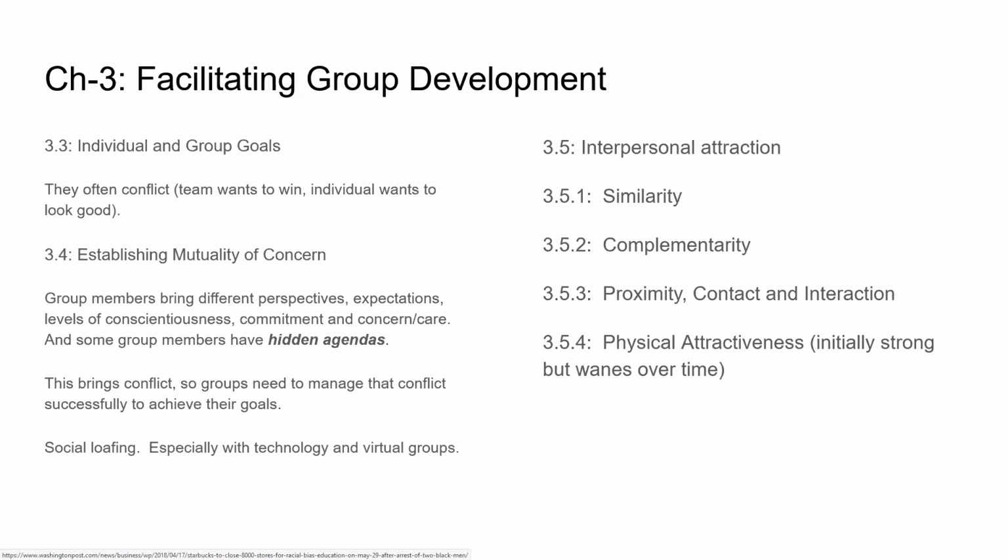So let's talk about 3.5, interpersonal attraction. There are 4 things we want to talk about here. 3.5.1 is similarity, 3.5.2 is complementarity, 3.5.3 is proximity, contact, and interaction, and 3.5.4 is physical attractiveness, but that actually wanes over time. So let's talk about that.